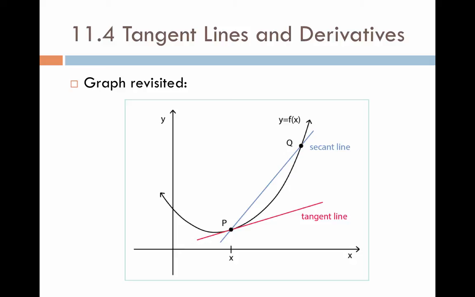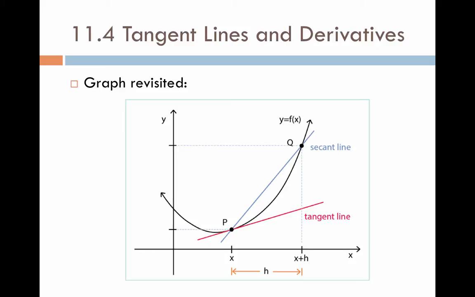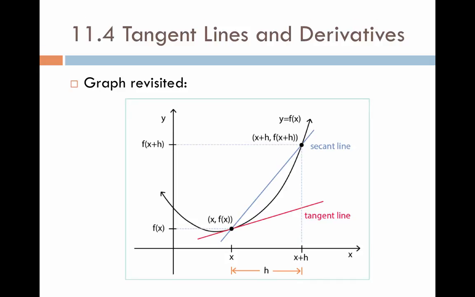Okay, so I want to rewrite points P and Q as ordered pairs. I'm going to imagine the distance between P and Q as h. That's the distance between those two. So the x value for P, that ordered pair, is just x, and the x value for the ordered pair Q, that point, would be x plus h. And that's going to give me my f of x values, my y values. I'm going to write those in. And instead of calling point P, P, I'm going to call it x comma f of x. And point Q becomes x plus h comma f of x plus h. This is going to help me get the slope of the secant line.